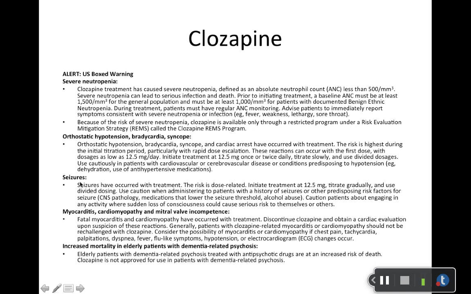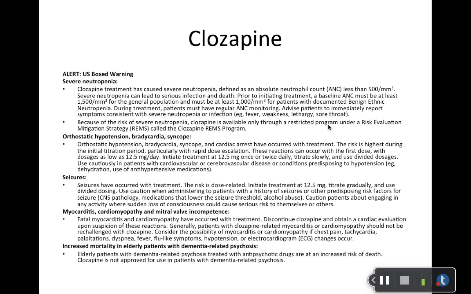So you notice an increased risk of orthostatic hypotension, seizures, myocarditis, some heart issues, and then increased mortality. But the big one here, and put a big star by here, is rare but fatal, severe neutropenia. Because of this, you have to register with a special registry, and so it is only available through restricted programs. So the pharmacy and the practitioner and the prescriber. And I believe PAs and nurse practitioners can sign up for this as well.